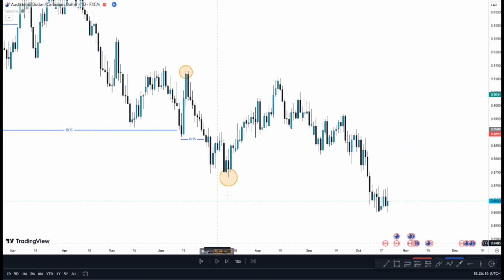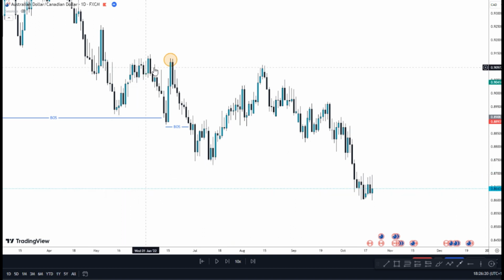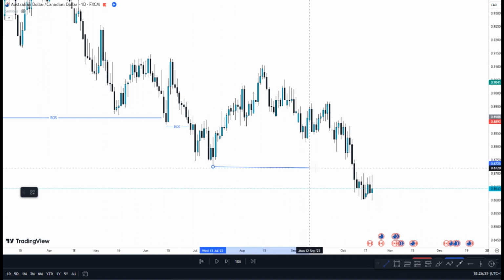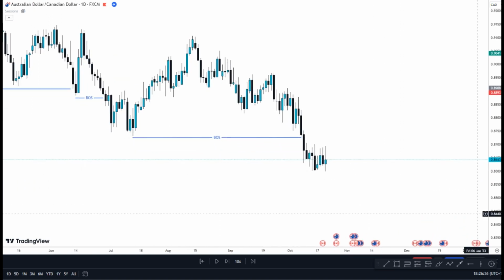Play price forward. You can see now price has broken structure, still indicating that price is in a downtrend. We'll be marking this area as a break of structure because price broke structure now with a candle body. After marking it as a break of structure, we'll be playing price further.